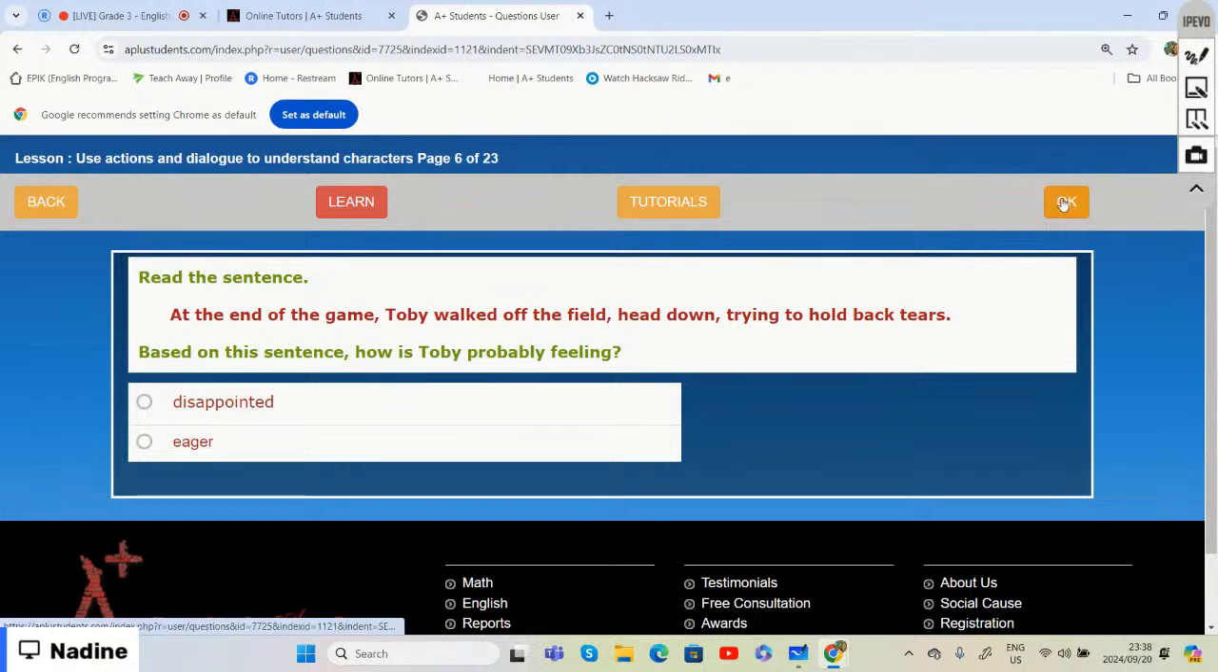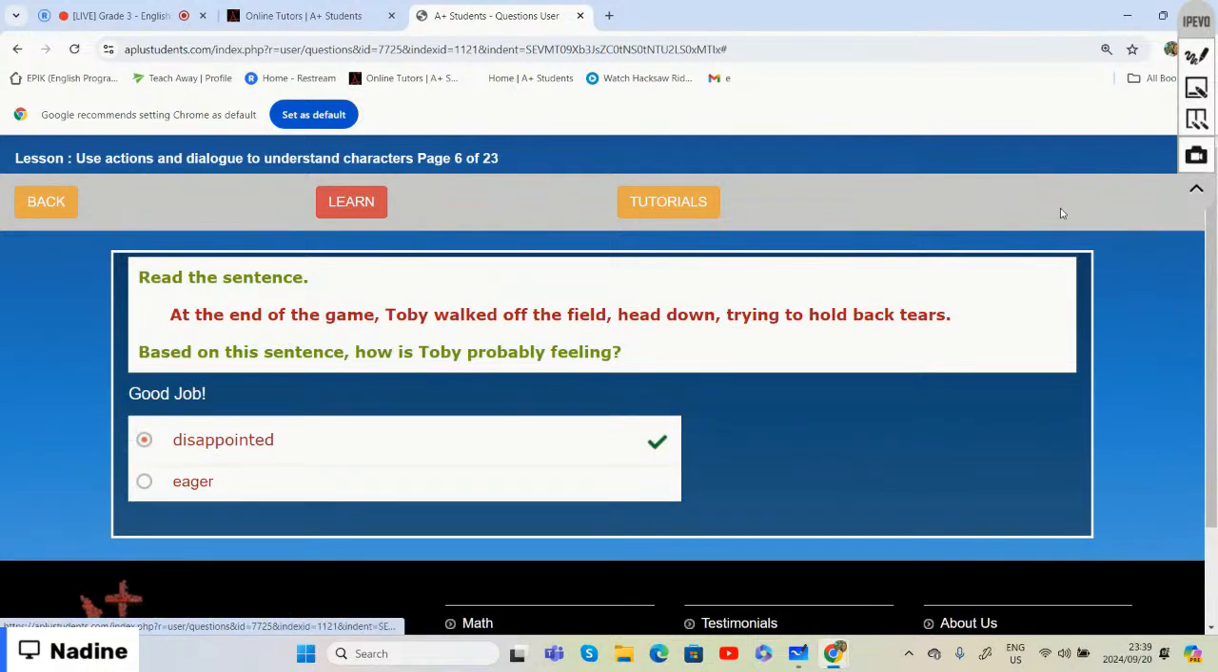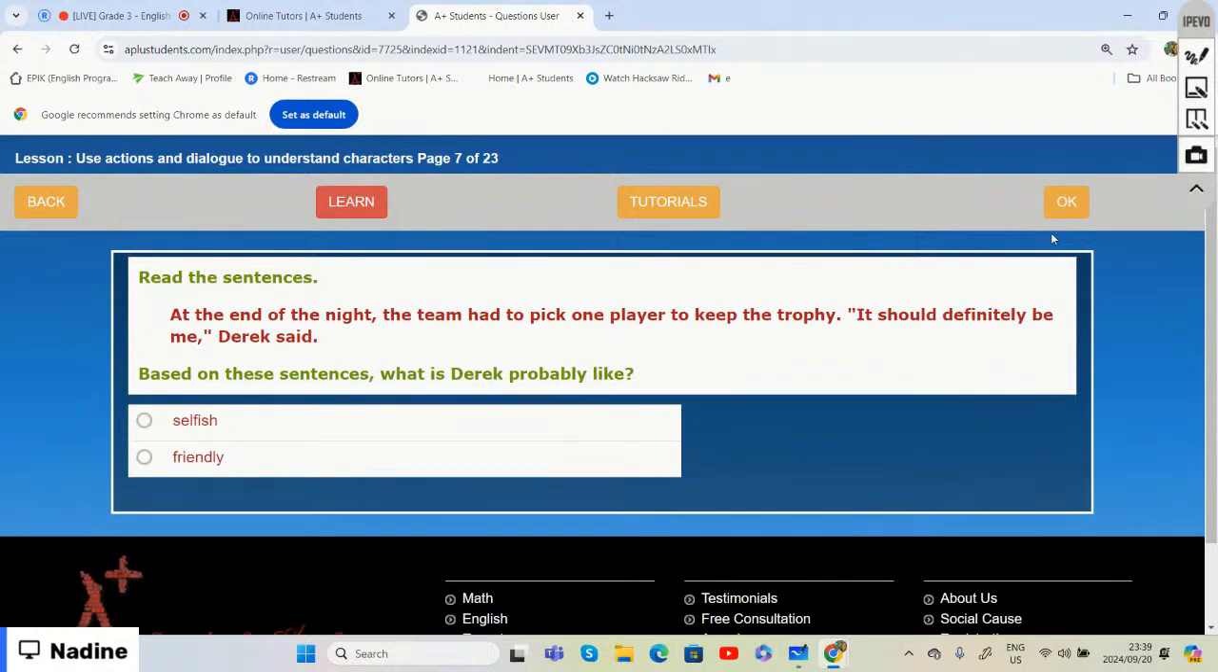So if we were to describe Toby, right, because he walks off the field and he basically is holding back his tears. So we can say that he's disappointed. Maybe the match is not going as planned, so he's disappointed.